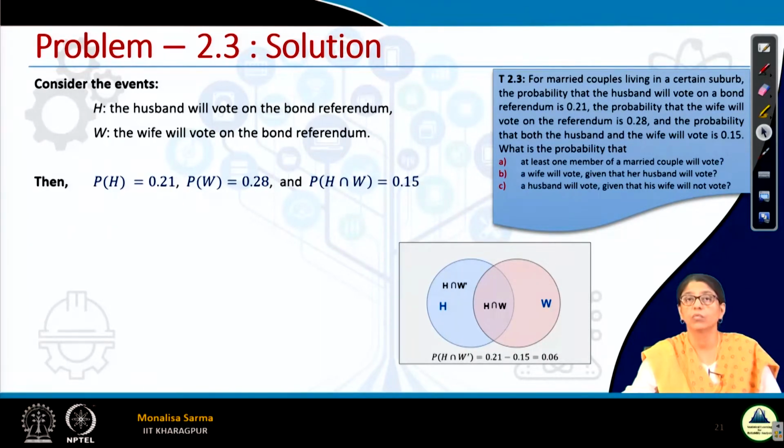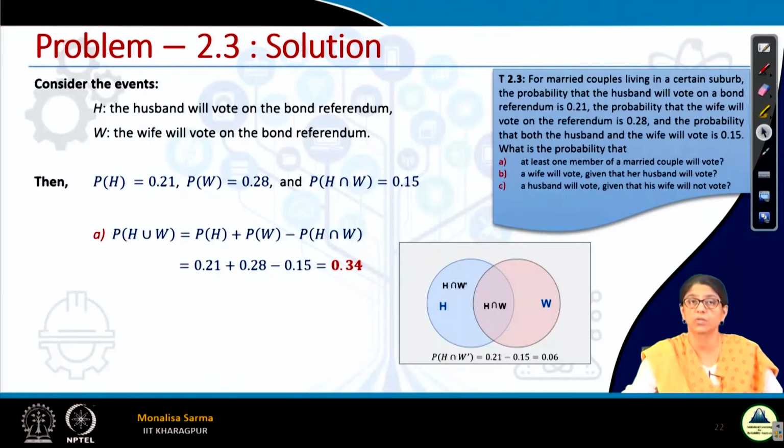What is the probability that at least one member of the married couple will vote? At least one member means what we need to find out? At least one member means either the husband will vote, or the wife will vote, or both will vote. At least one means it is a union. So it is probability of H union W. So what is probability of H union W?